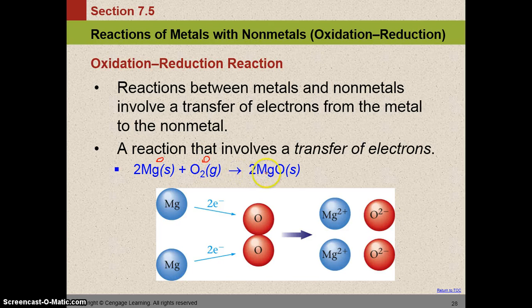But remember, when you go through a chemical reaction and transfer electrons, there are actually positive magnesium ions with a +2 charge and negative oxygen ions with a -2 charge. They're being held together by that bond. So they're going from 0 charge to a +2, 0 charge to a -2. That's a transfer of electrons. So this classifies itself as an oxidation-reduction reaction.